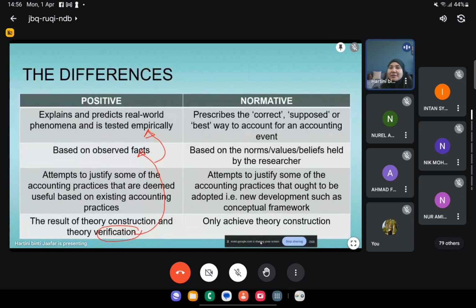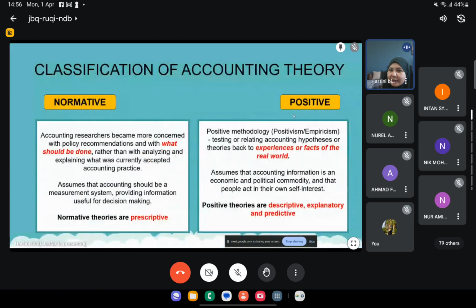For the joint pains. So it's more on the prescription of what is to be the correct. Like a boss, bossy, right? What is the correct? What is the supposed way? What is the best way?